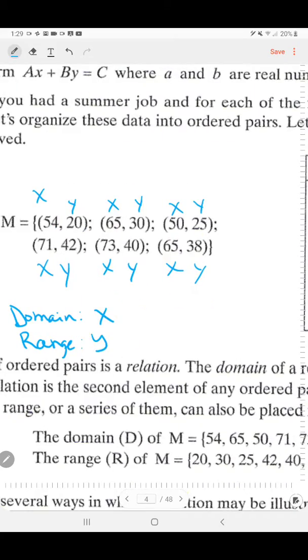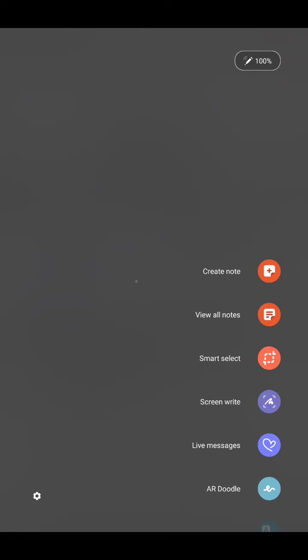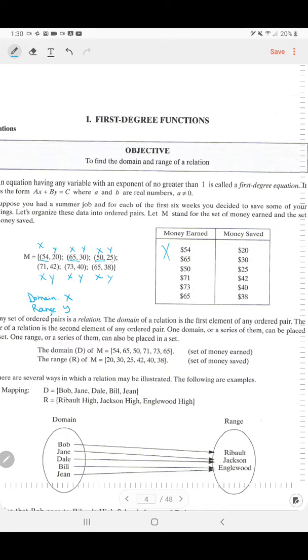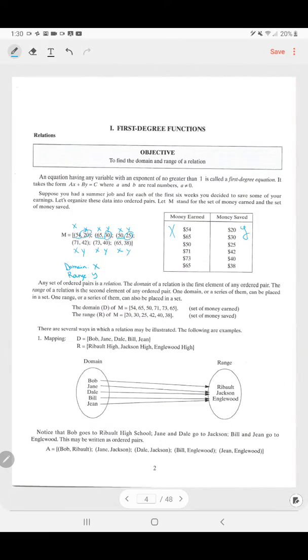If you look at the table, all your x's, so 54, 65, 50, those are all here on the x's, on the left side, sorry. And the y's, so 20, 30, 25, are on the right side, which is your range. So that's all you need to know or understand from this page.